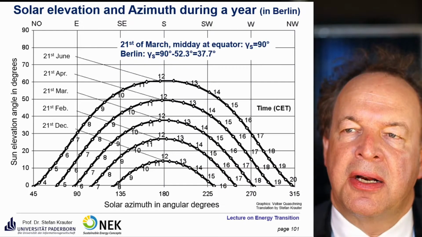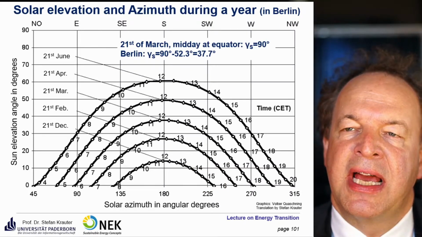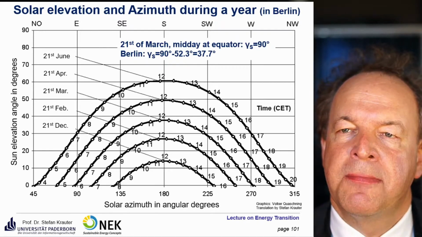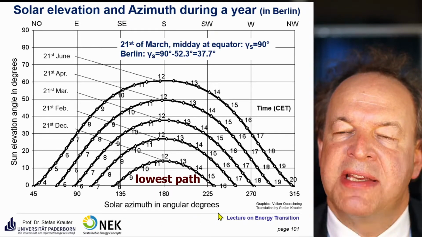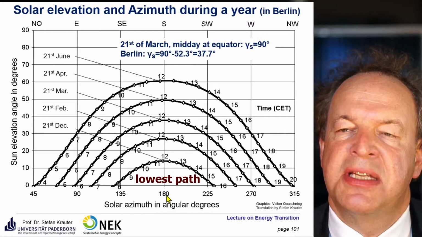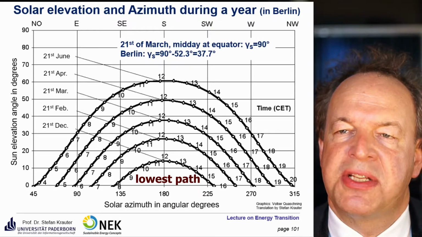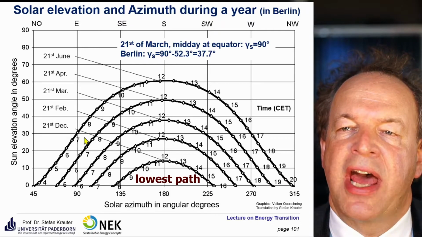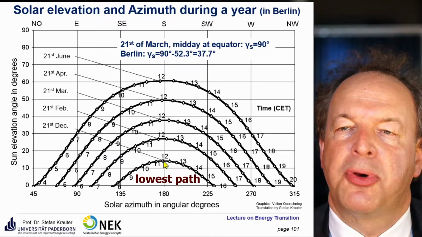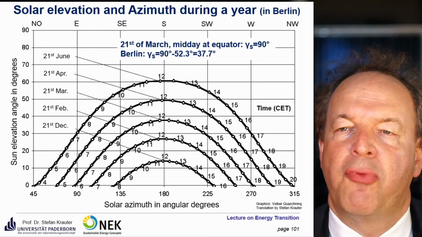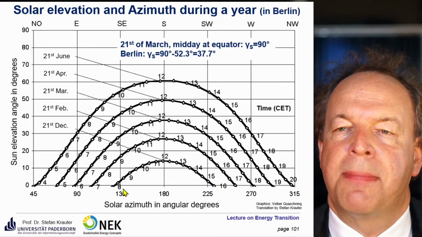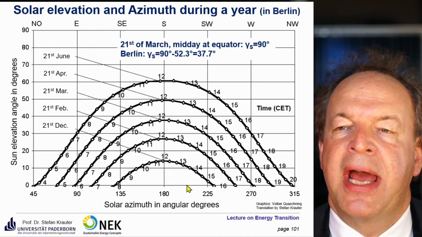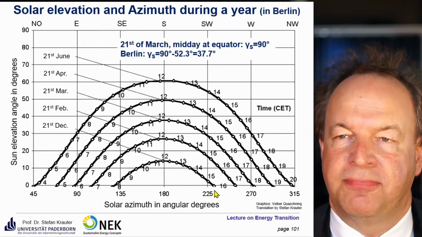So this is the path of the sun during daytime at different parts of the year. If you take the lowest curve, you have here the solar azimuth, 180 degrees. That means this is 180 degrees from north, so it's the southern direction. The elevation angle, as you know, for the lowest position at midday is 14.1 degrees in Berlin on the 21st or 22nd of December. And the sun goes up at solar time 8 a.m. and goes down at 4 p.m.